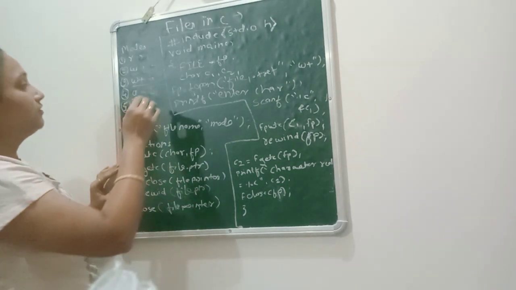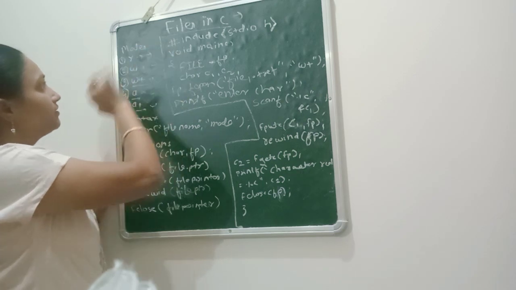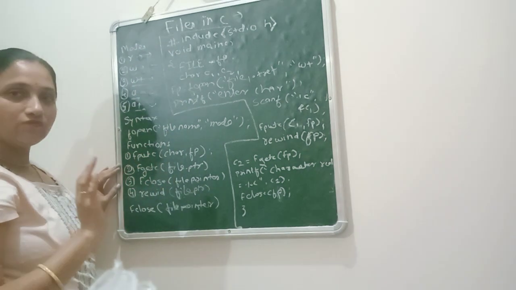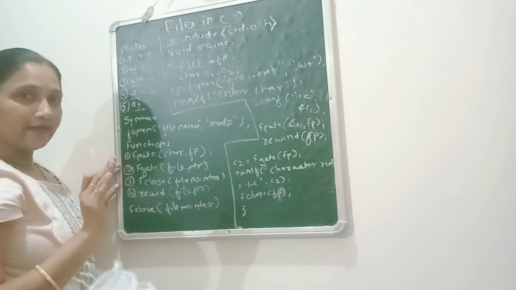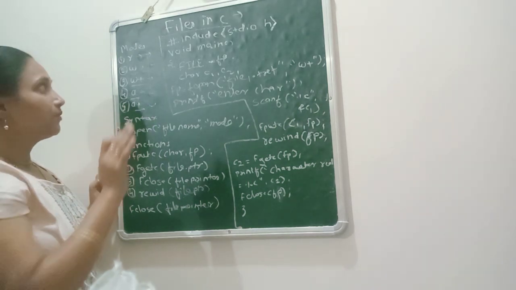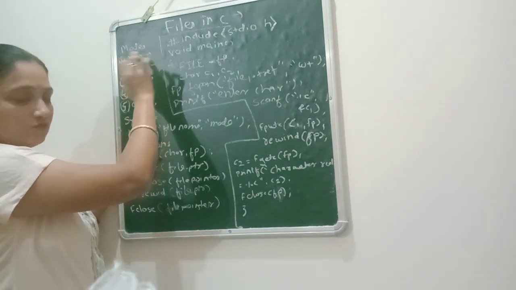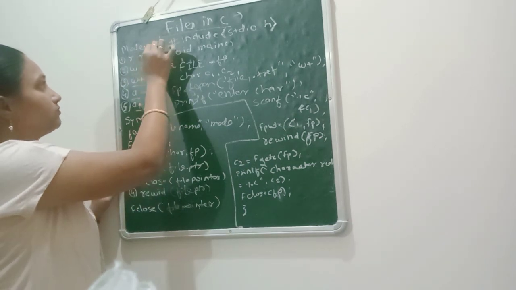Okay. Now, in the read mode, if suppose the file does not exist, that time the pointer will return null. Okay, so remember all these points.